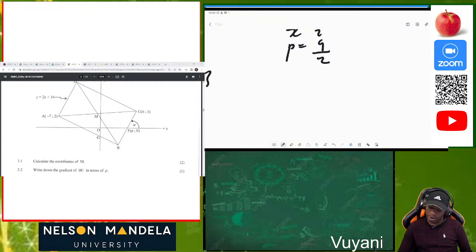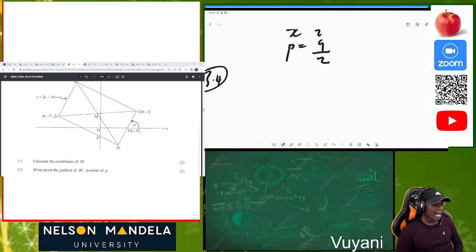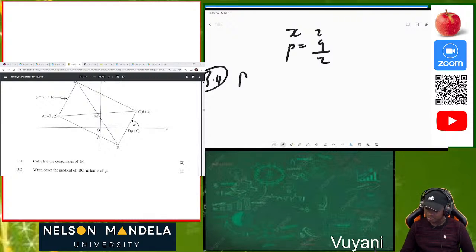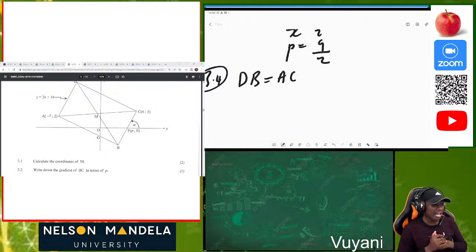On question 3.4, this is interesting. Calculate the length of DB. How are we going to calculate the length of DB for 3 marks? We know that the length of DB is the same as the length of AC. Why? The diagonals of a rectangle are always equal. So the first thing you must be able to see is that DB is equal to AC. Then what's your reason? Why are you saying that they are equal to each other?